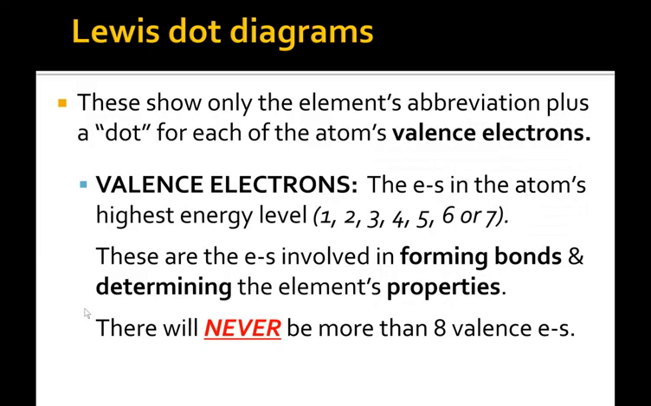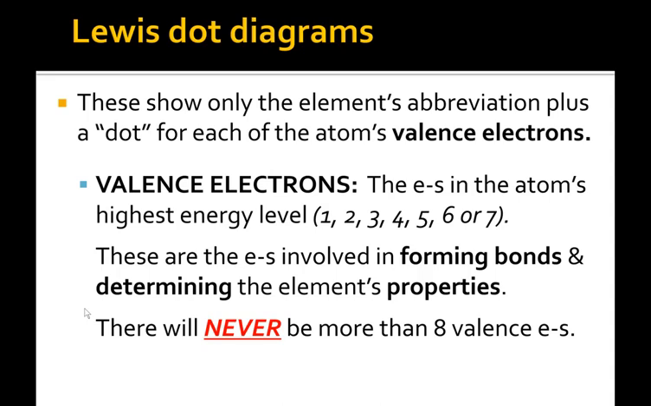So here's what Lewis dot diagrams are in summary. What they basically are is they show the element's abbreviation, so that's the one or two letters from the periodic table that we'd find as the abbreviation for the element. And then we also add a dot for each of the atom's valence electrons. So each atom has a certain number of valence electrons. We include a dot for each of those valence electrons.